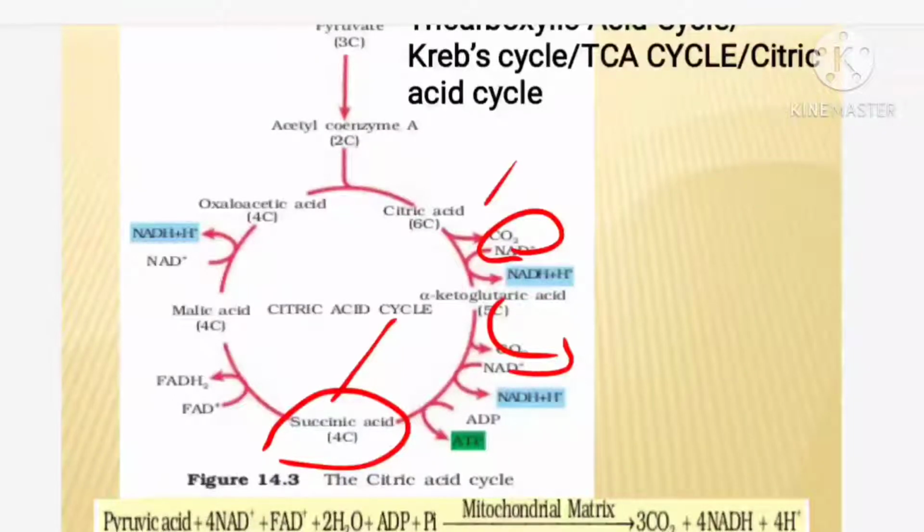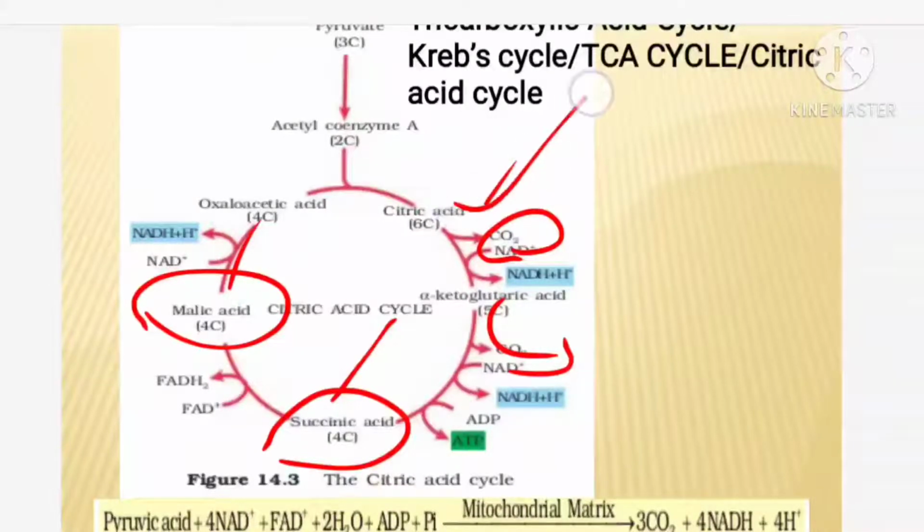This succinic acid is converted into malic acid. It is like an isomer, somewhat similar. The structure will be a bit different, but the formula remains the same. So succinic acid is converted into malic acid. This malic acid is in turn converted into what? Oxaloacetic acid. So you just need to remember the things what they are forming.